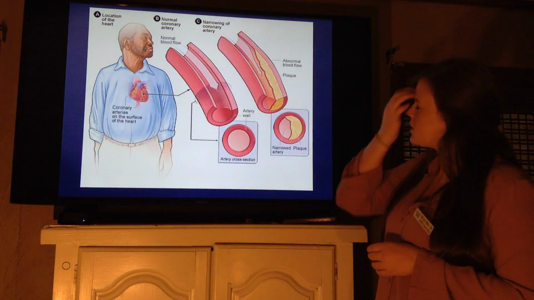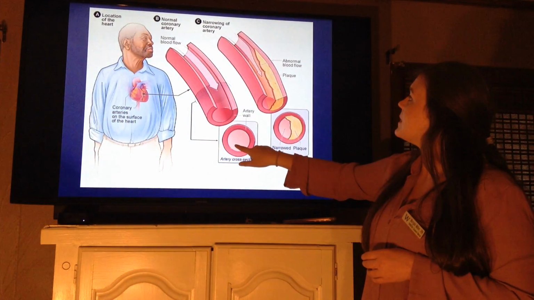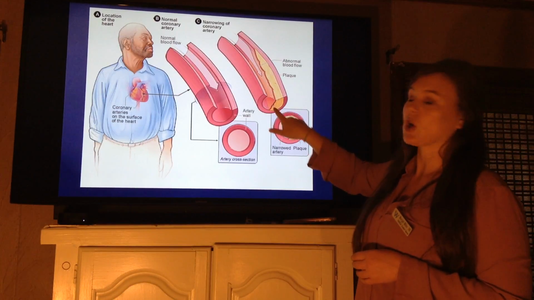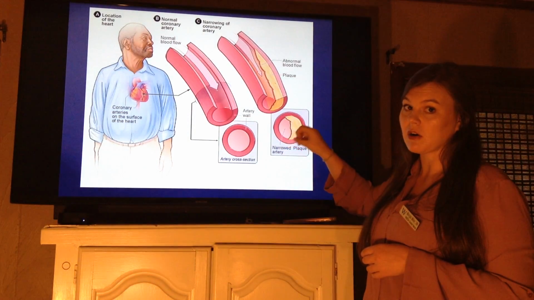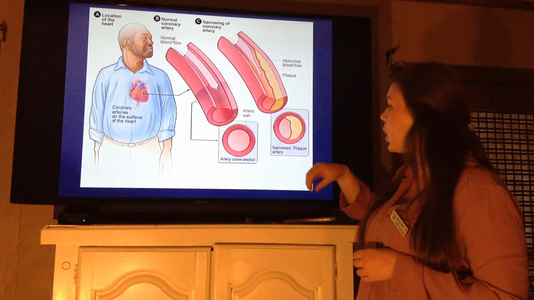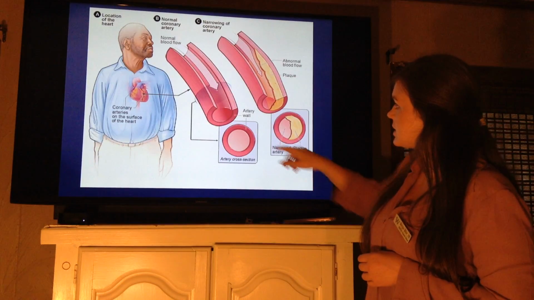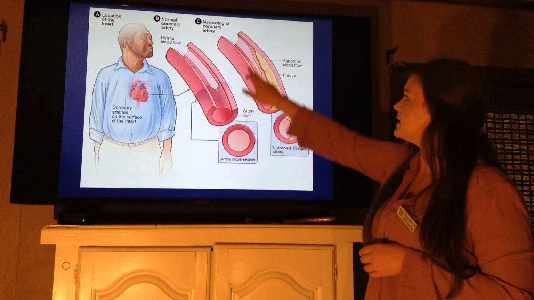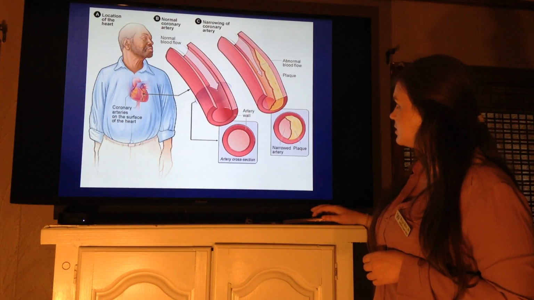Here is just a picture. Here is a normal artery, so there's nothing here blocking it. And then here is a plaque buildup artery. You can see how you only have about half of the artery that is able to pump blood to your heart. And here's the plaque right here. So this one is getting normal blood flow, and this one is getting a pretty good amount of decreased blood flow.